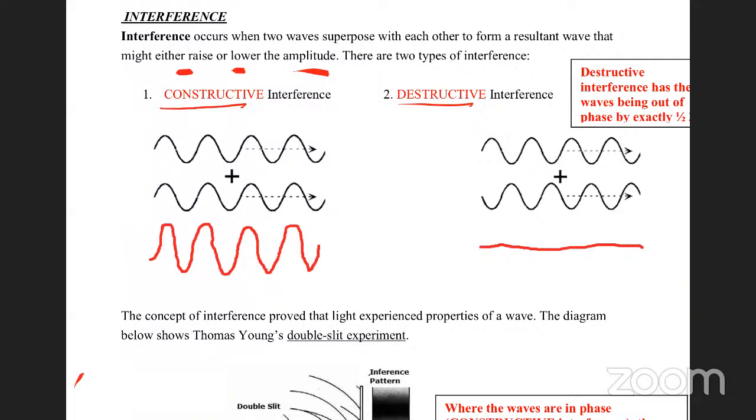Constructive, you have two small waves. Let's pretend the amplitude here is A. When you have two waves of amplitude A meeting, they produce a larger wave of amplitude 2A. Anybody remember what two waves like that are called? Those two waves are said to be what?